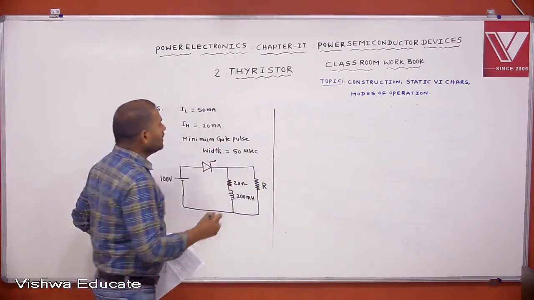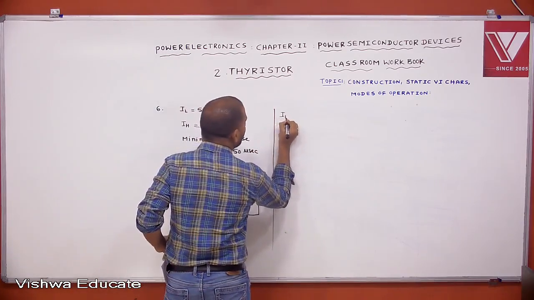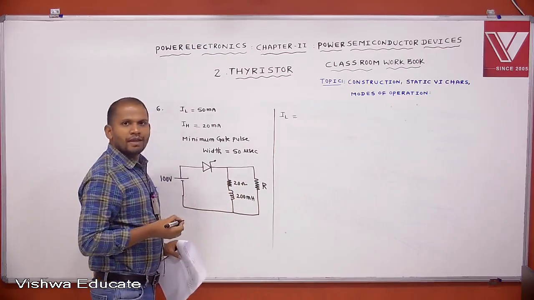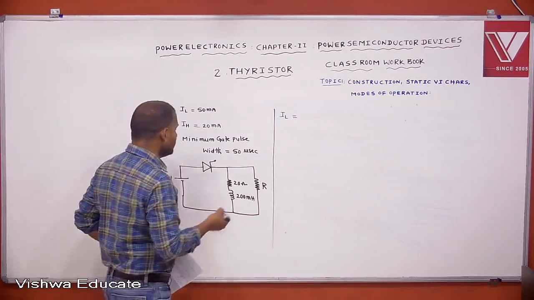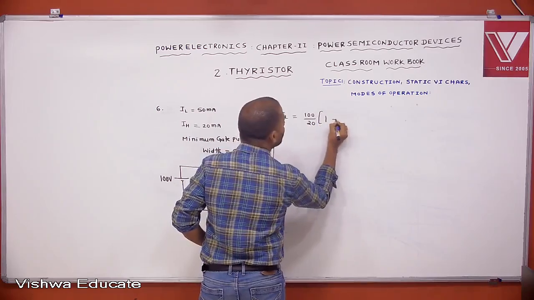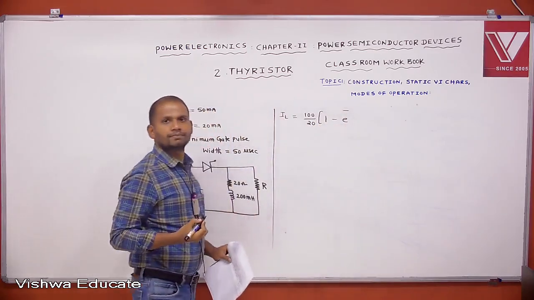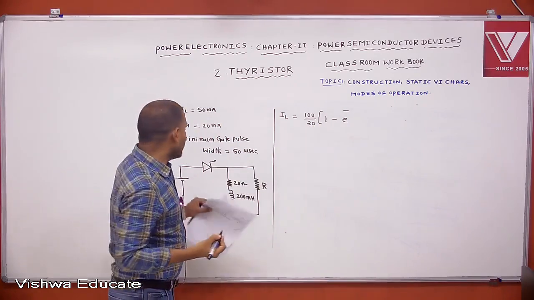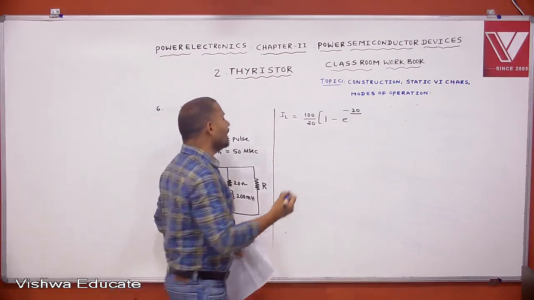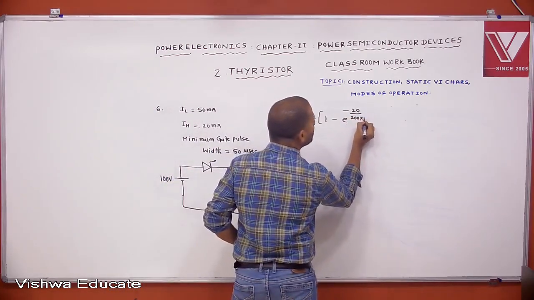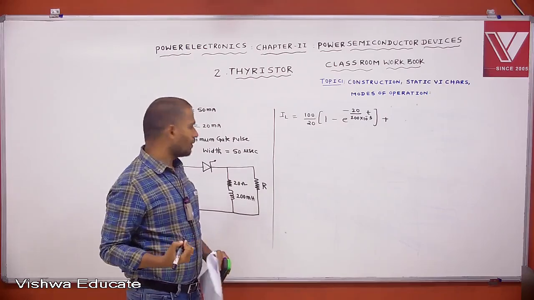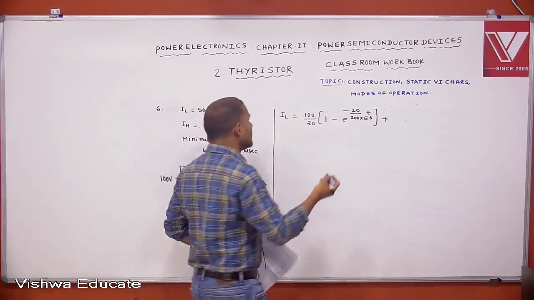Then how to write the formula? Then latching current equal to. This is RL circuit, excited with DC supply. Then how to write? 100 by 20. 1 minus e power minus resistance. Resistance is how much? 20. Inductance is how much? 200 millihenry. 200 into 10 to the power of minus 3 into T. Plus. You want to find resistance. That is 100 by R.